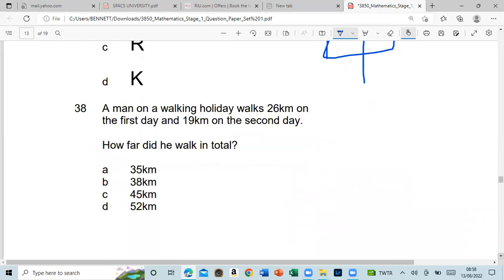All right, 38. A man on a walking holiday walks 26 kilometers on the first day and 19 kilometers on the second day. How far did he walk in total? So he walked 26 kilometers. C. Everybody agree? Oh, you got C.